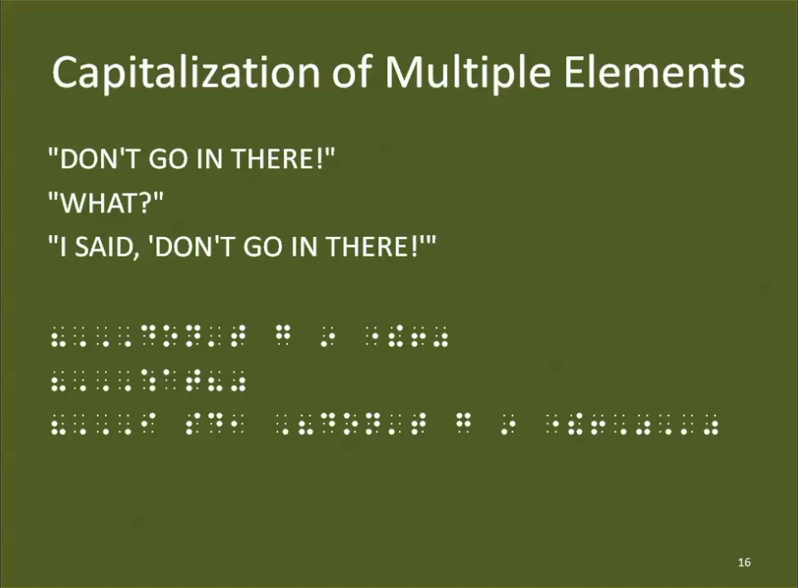So we're starting that again, reminding the reader that we're still in capitals. "I said don't go in there." So then we are terminating that whole passage with our .6, .3 at the very end of it all.